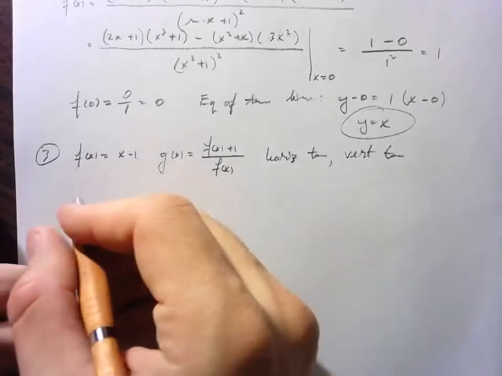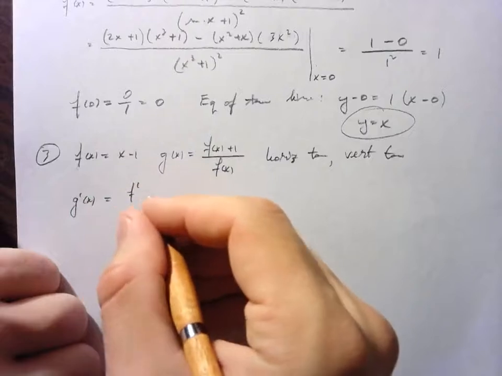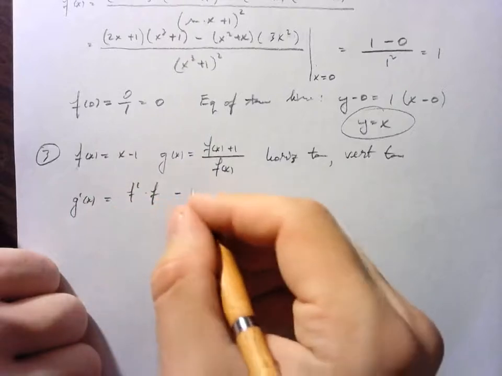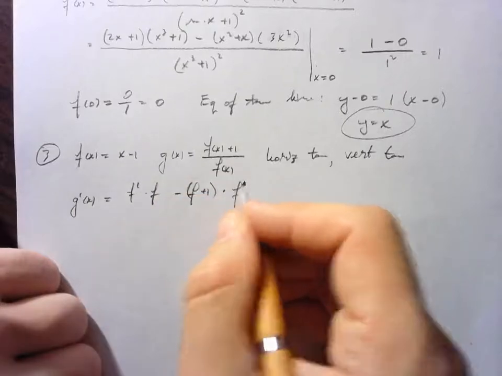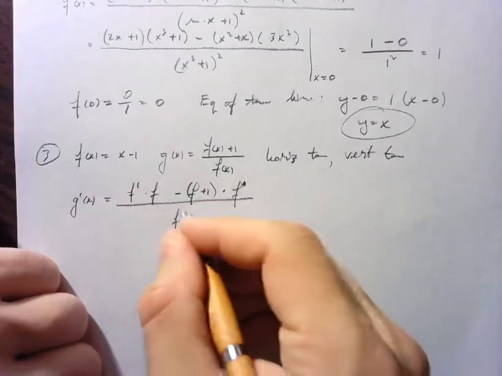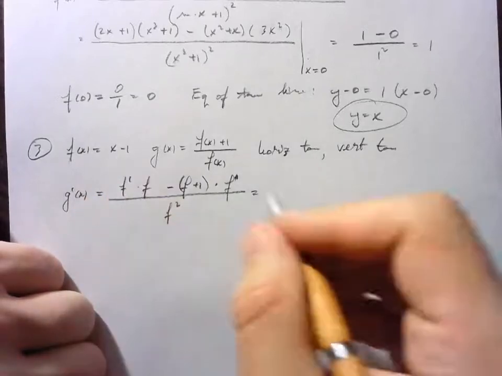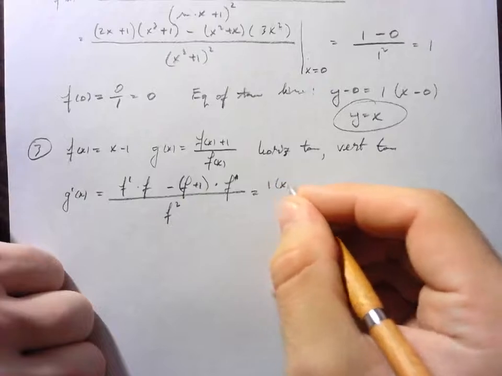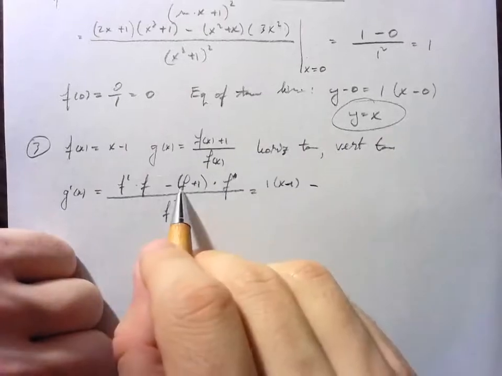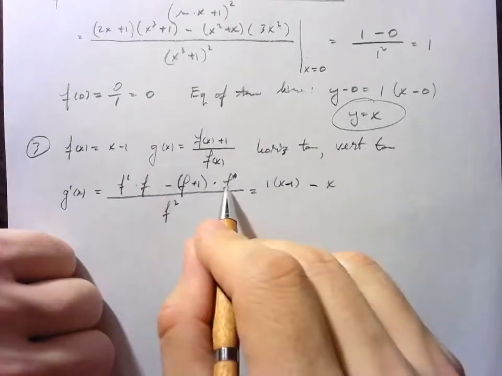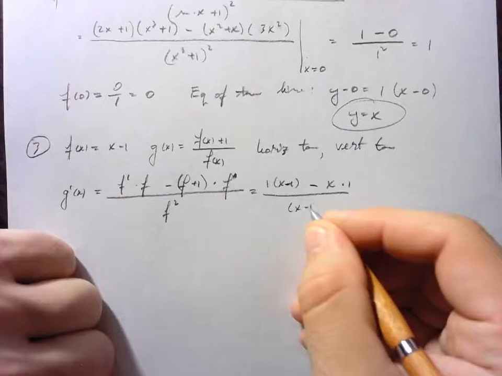Well, I need to take the derivative of g. So g prime of x is the derivative of the top, which is just f prime, times the bottom, minus the top, which is f plus 1, times the derivative of the bottom, which is f prime, all over f squared, the bottom squared. So f prime is just 1, times f, which is x minus 1, so this is 1 times x minus 1 for this term, minus f plus 1, which is just x, times f prime, so times 1, all over x minus 1 quantity squared.